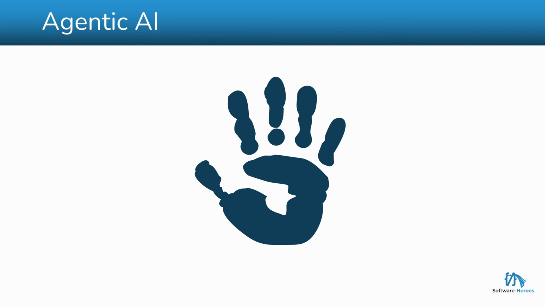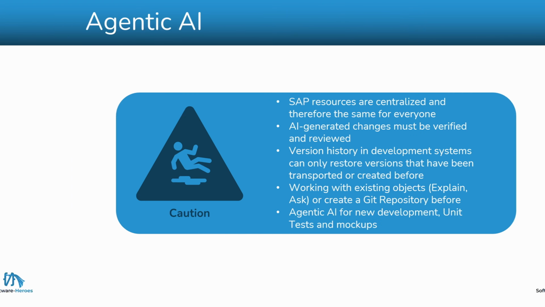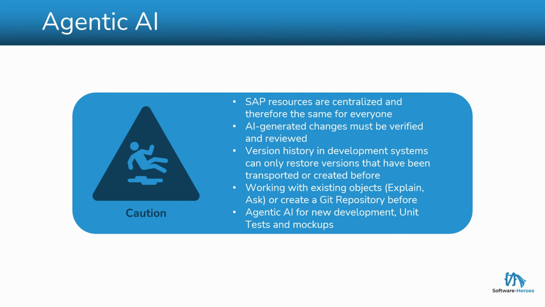However, we would like to address a few points again when it comes to working with agents within a customer's actual production or development system. It must always be emphasized that SAP resources are centralized. Once they are saved and activated, they reside in the system and are therefore active for every other user. As a general rule, we should check AI-generated code before deploying it to test and production environments. This means that a review process should be carried out by the developer or a second developer.